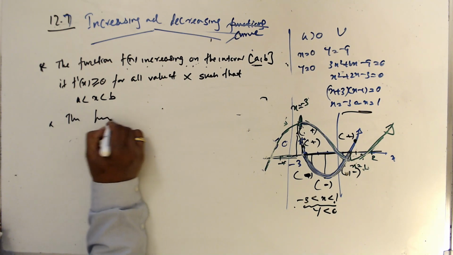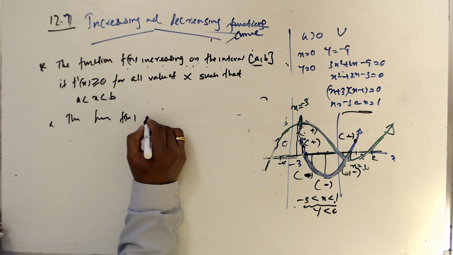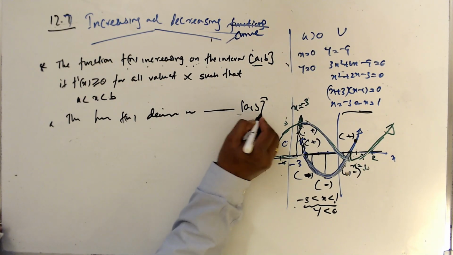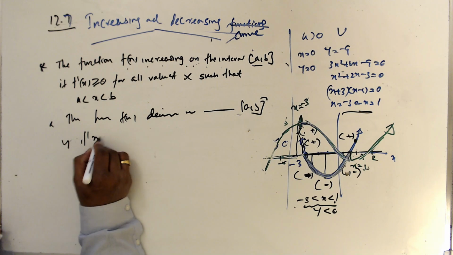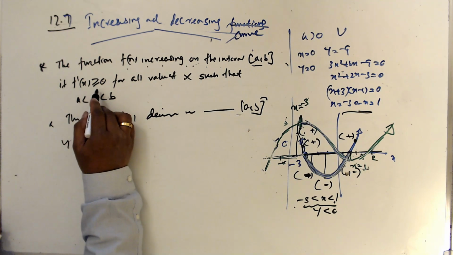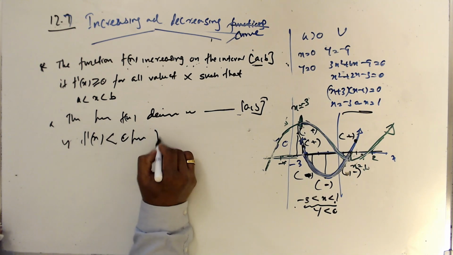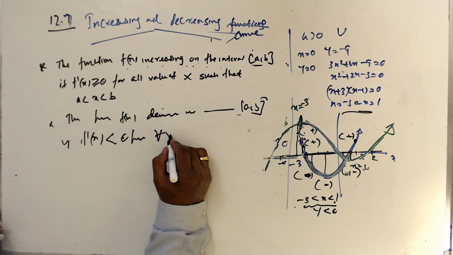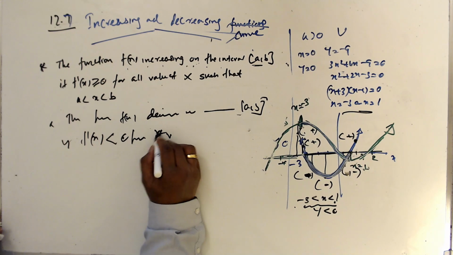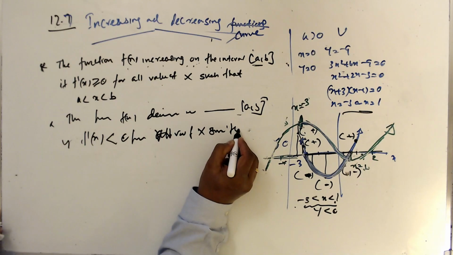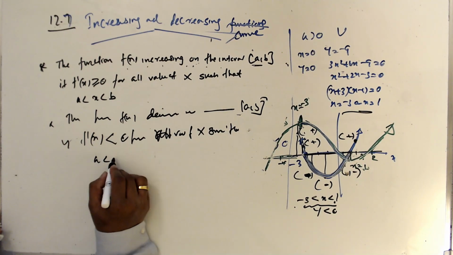So same as you can tell that the function f(x) decreasing on the interval a b if f dash x, so this is greater than or equal to, that is positive, and negative has to be less than, for all values of x such that a x b.